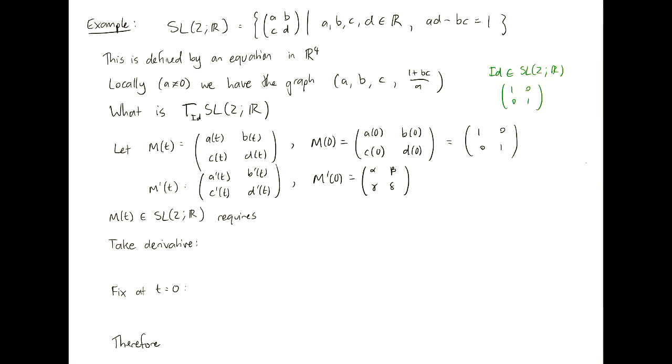Is there some restriction that will let me restrict the set of these that lie in the tangent plane? And we're actually just going to do exactly what we did before. So for M of t to be an element of SL2, we require A of t times D of t minus B of t times C of t to equal 1, which is to say my M of t can traverse anywhere it wants as long as its determinant stays fixed at 1. And we take the derivative just like we did before.